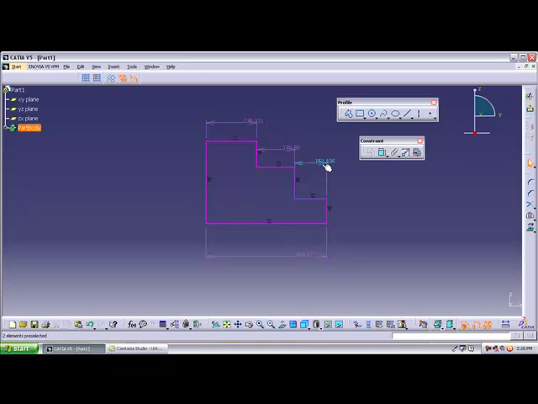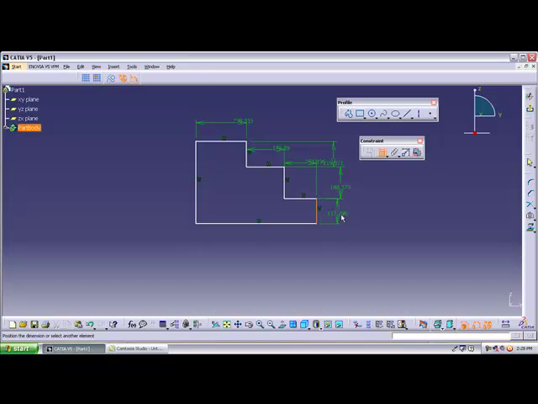See, the constraints appear in pink color. There are 1, 2, 3, 4 dimensions, so we should delete one dimension. So right now I am deleting this dimension. See, by adding these three dimensions, we get the length of this dimension. Understand now? One more time, we are giving the vertical, so we can give the dimensions of these three lines. Then it may be fully constrained.